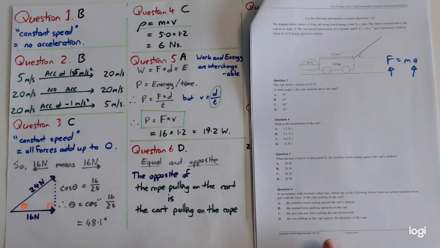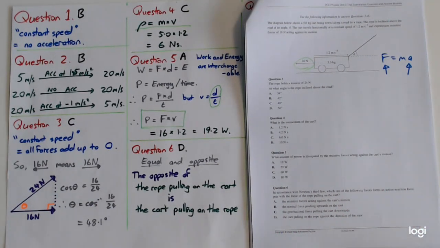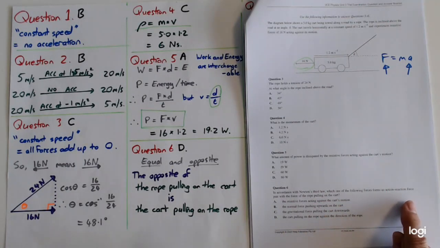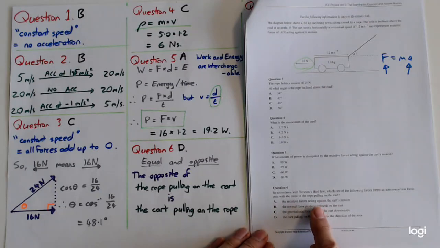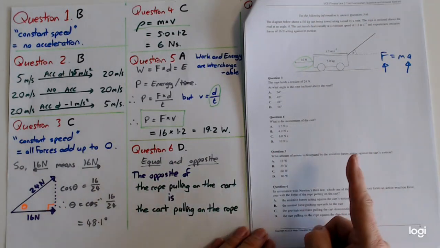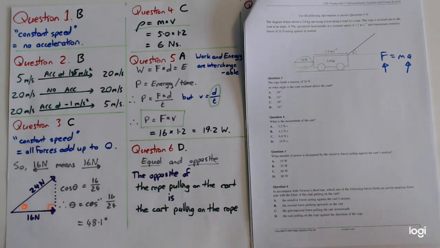D is the answer to question 6. I don't know why I said D, I was meant to say 6. In accordance with Newton's third law, which one of the following forms an action-reaction force pair with the force of the rope pulling the cart? The opposite of the rope pulling the cart is the cart pulling the rope. Everything is opposite in those two sentences.